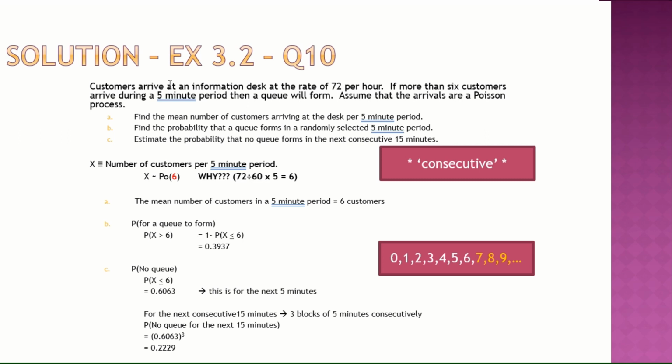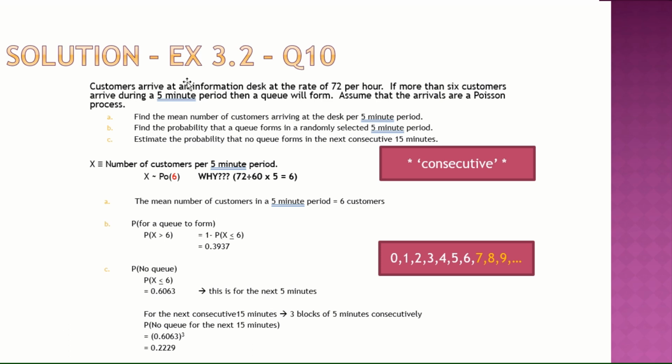Customers arrive at an information desk at the rate of 72 per hour. That means 60 minutes is 72. If more than 6 people arrive during a period of 5 minutes, a queue will form. Assume that the arrivals are a Poisson process. So find the mean number of customers for a 5-minute period. How to find a 5-minute period? You just change it. 72 is for 60 minutes, right? You want 5 minutes. So you divide 72 by 60 first to find 1 minute, then multiply by 5. Or you can use cross multiply, it's up to you.